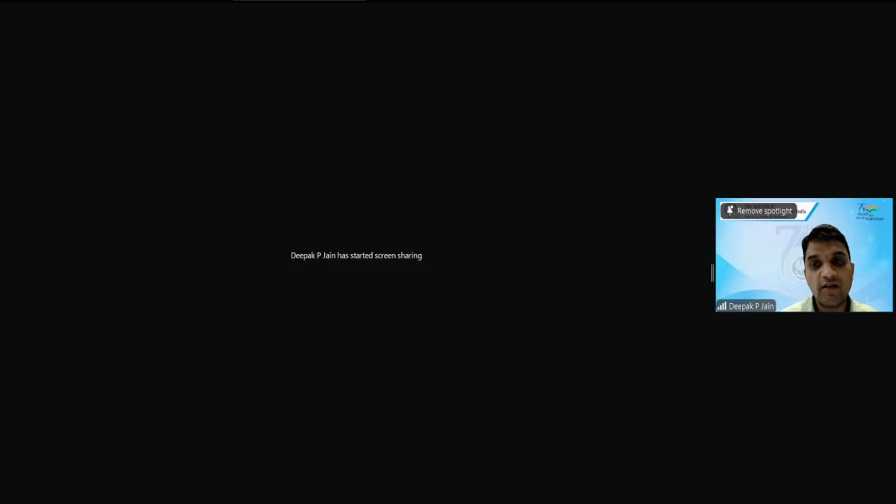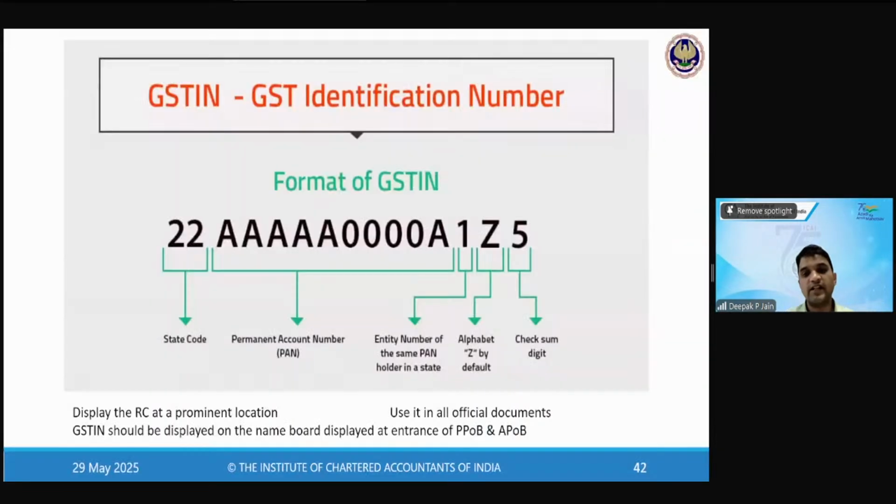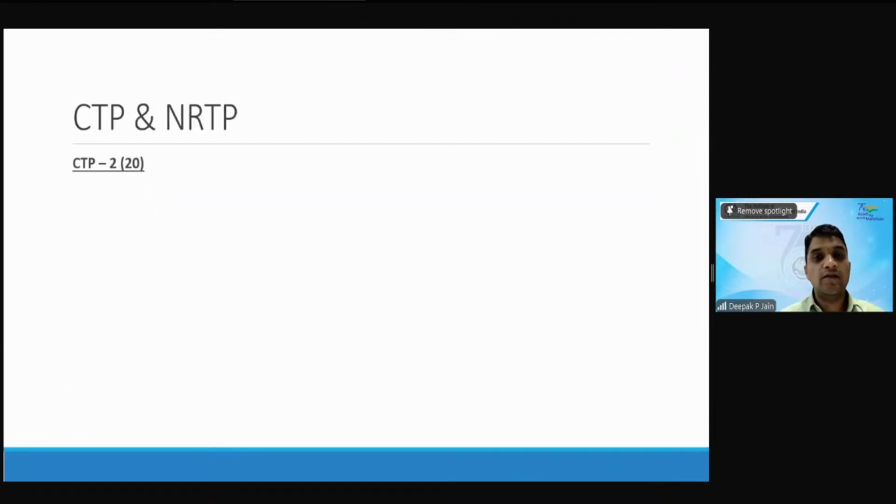So we are through with the effective date of registration with the example as well. The GSTIN number I had explained. Now, what is a casual taxable person and a non-resident taxable person?